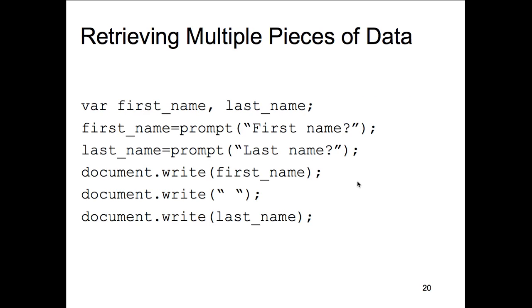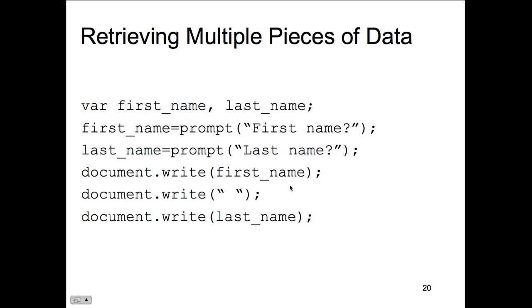So we can retrieve multiple pieces of data. Here's an example of that. Variable first name, comma, last name. First name is going to be equal prompt, enter your first name, enter your last name, document.write first name, write space, then last name. Otherwise it's going to put it back to back. So we put this right in the middle so it says first name, space, last name.